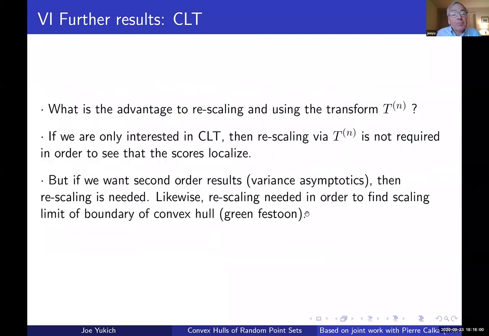All right, so what's the advantage to rescaling and using this transform Tn? If we're only interested in central limit theorems, then rescaling is probably not required. And actually, it's definitely not required in order to see that score is localized. But if you want second order results like variance asymptotics, and if you want to find scaling limits of boundaries, then this transform is necessary.